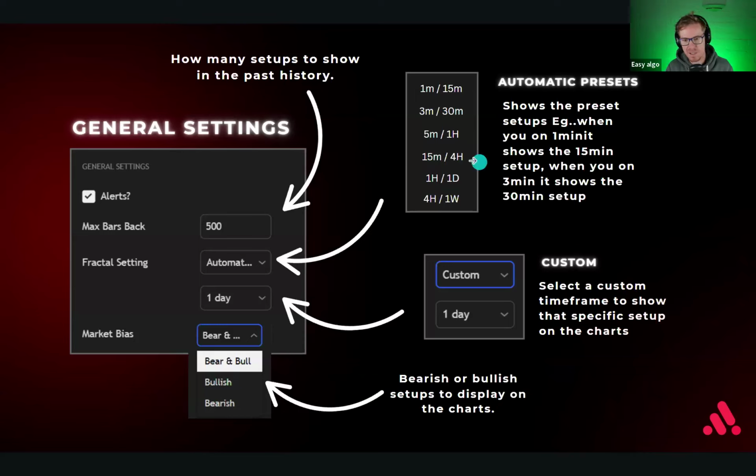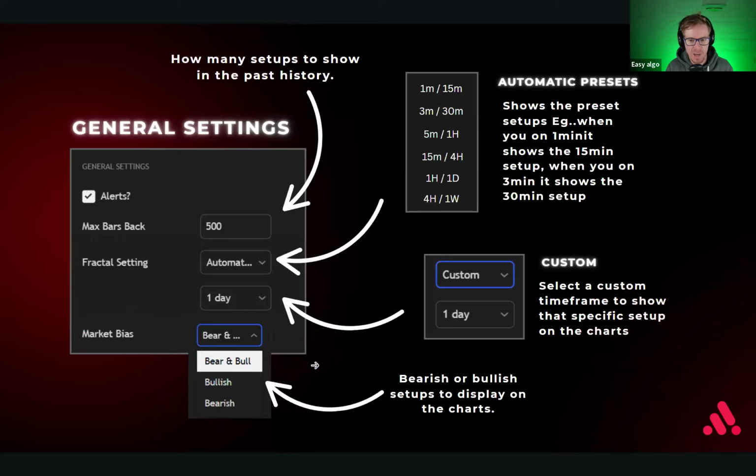So these are two different functions, and they both serve different purposes. We'll definitely go through more examples on the chart later when I take you on the chart. Then we've got the market bias, and we've got 3 different options. We've got bull and bear. It currently says neutral, but it's changing to bull and bear on the new update. And then it's going to have bullish and bearish. So you can find all the setups, or just the bullish setups, or just the bearish setups.